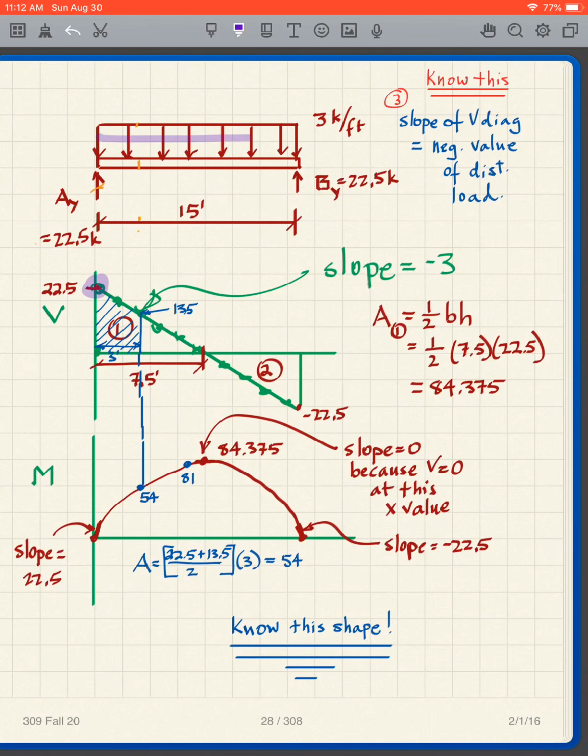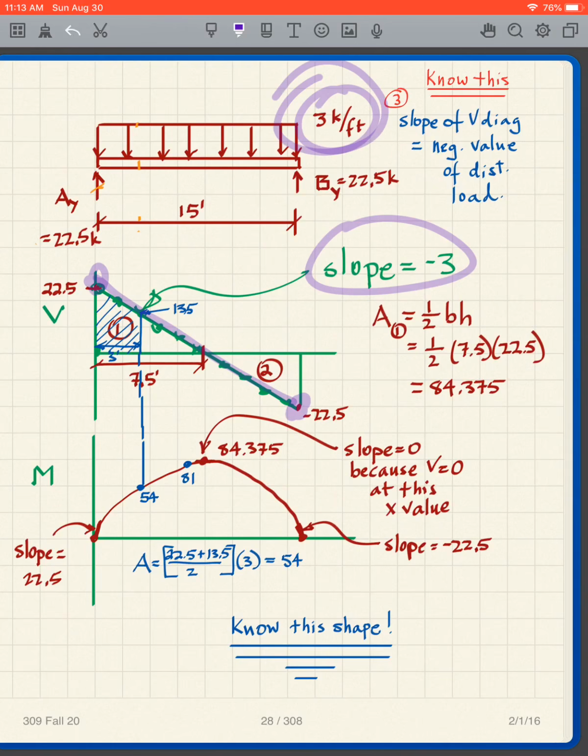And as I go all the way across here, what do I find? Well, the total there is my 3 times 15, 45. The arrows are pointing downward, so that tells me to go down 45. Again, I'm at 22.5, I go down 45 at the very right end, and then I'm at negative 22.5. How do I get there? It's a straight line. The slope is what? Negative 3. It's 3 kips per foot, pointing downward. So my slope is negative 3.